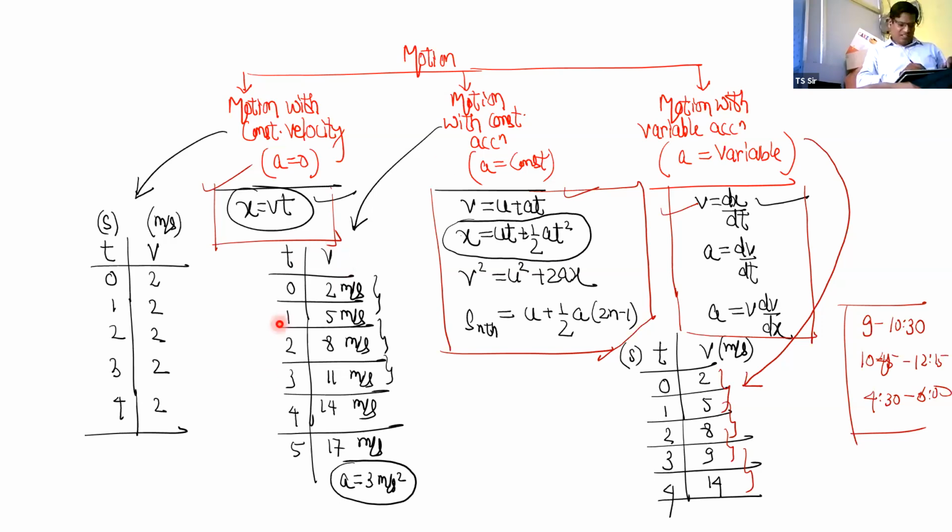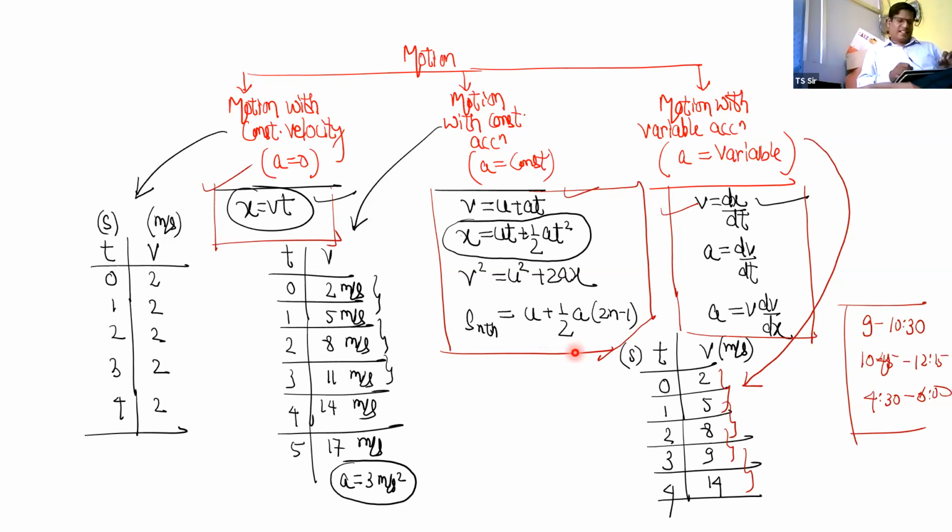Then here you see velocity changing with time. So there is acceleration, but it is changing by the same amount every time. In every 1 second, it is changing by 3. So here acceleration is 3. This is constant acceleration, so it comes under motion with constant acceleration. To study such motion, we require these 3 equations, called equations of motion: v equal to u plus at, x equal to ut plus half at square, v square equal to u square plus 2ax. And the fourth one is s_nth equal to u plus half a(2n minus 1).